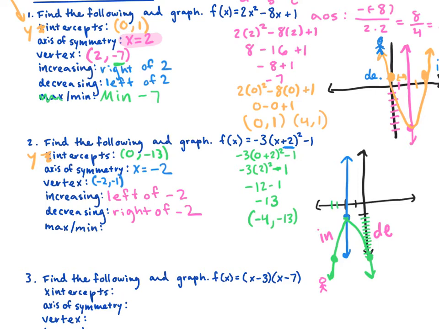And then do we have a maximum value or minimum value at our vertex here? A max of -1. Perfect. And that -1 comes from our y value in our vertex. So here we have a maximum at -1.